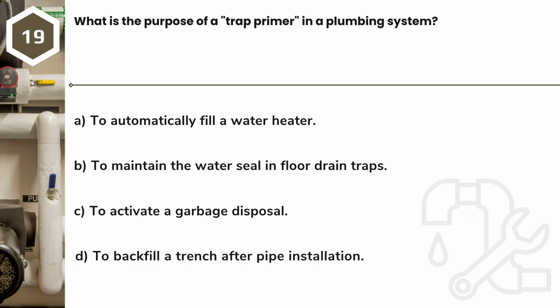Question 19. What is the purpose of a trap primer in a plumbing system? A. To automatically fill a water heater. B. To maintain the water seal in floor drain traps. C. To activate a garbage disposal. D. To backfill a trench after pipe installation.